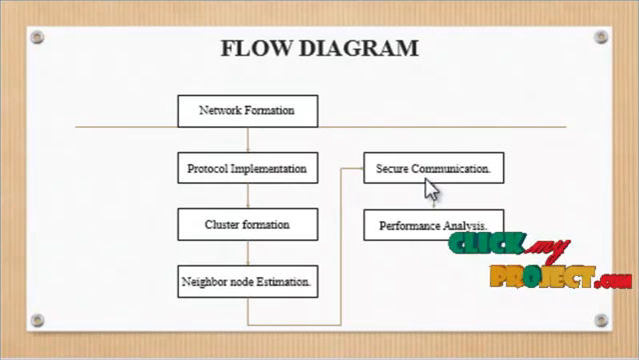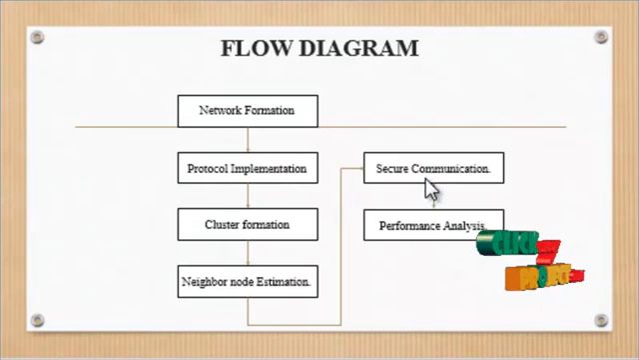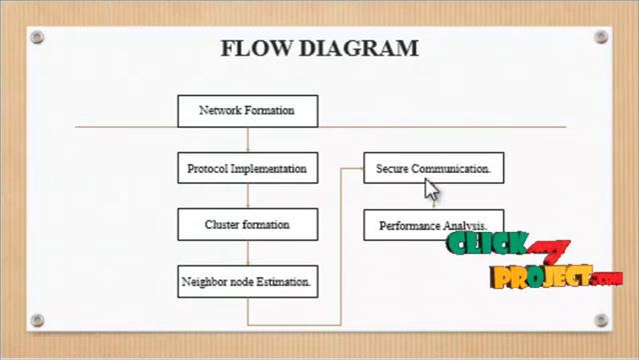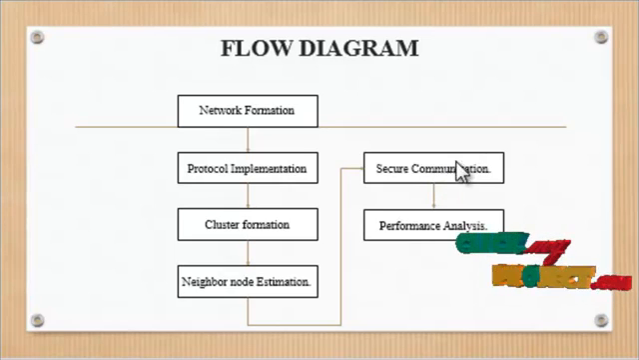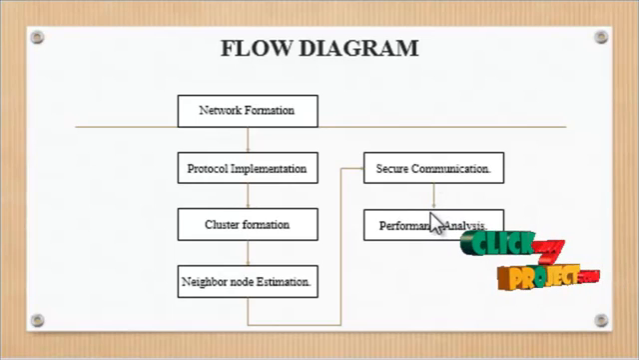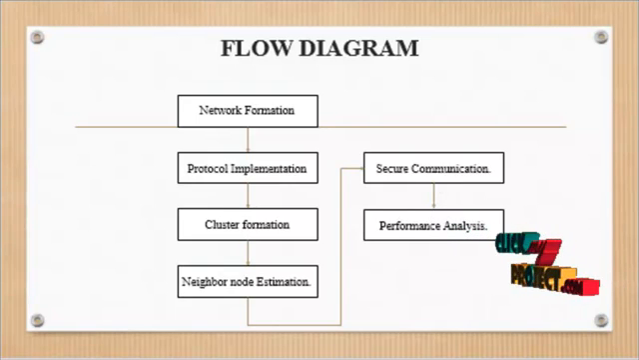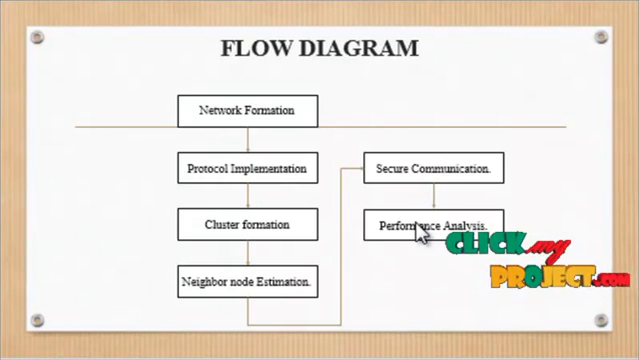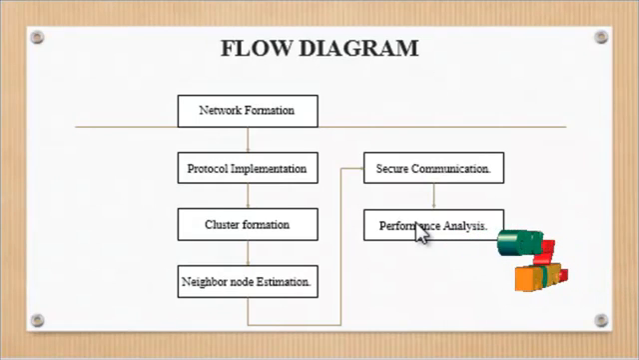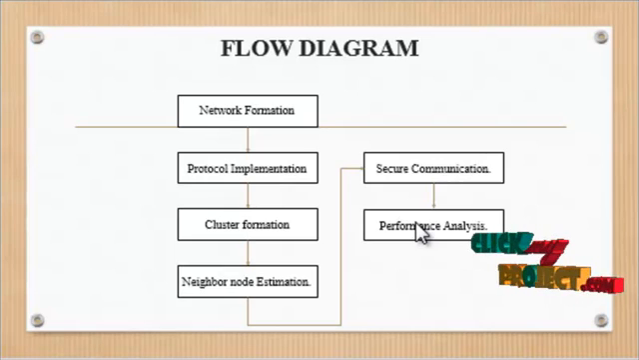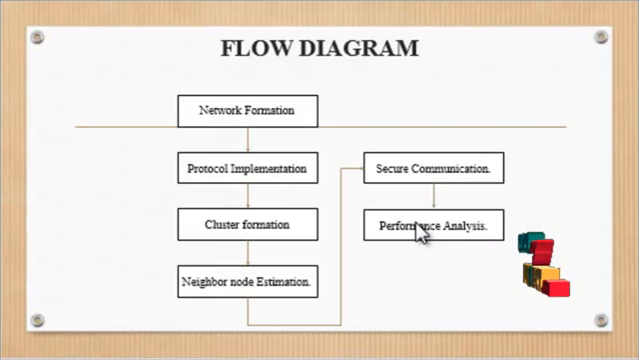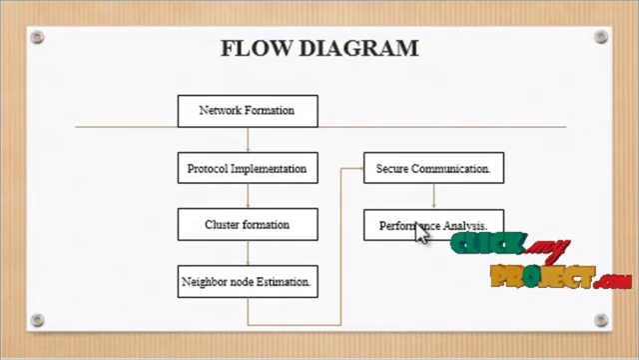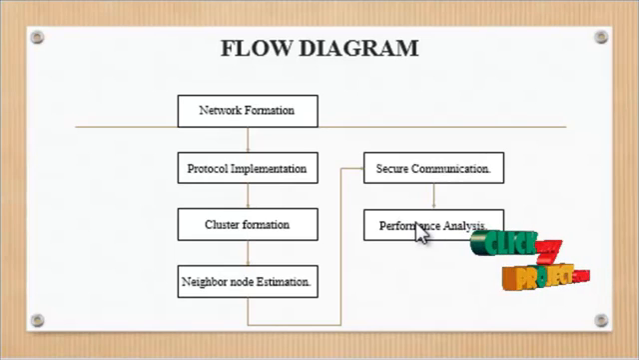Then the secure communication. Here we check the communication. If it is a member node communication, it will be allowed, otherwise it will not be allowed. Here a security packet is added. Then the performance evaluation. A network parameter analysis is done for the proposed and the existing protocol. Parameters like total energy consumption, throughput, packet delivery ratio and delay are compared for the proposed and the existing protocol. This is the enhancement process of the base paper.